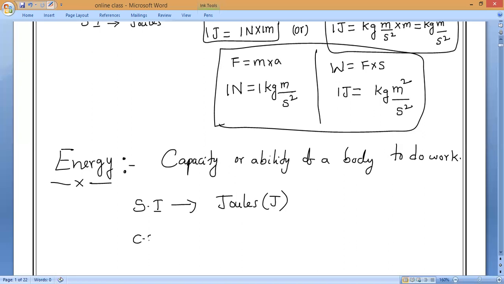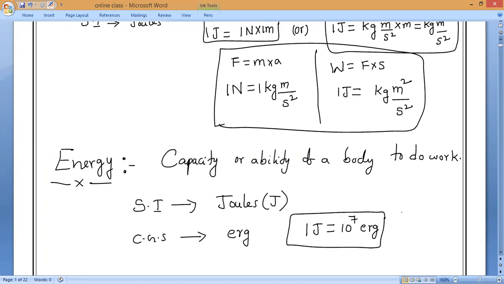So what is the CGS unit of energy, everybody? Ergs. So 1 joule is equal to how many ergs? 10 power 7 ergs. So that is what you have to remember: 1 joule is equal to 10 power 7 ergs.